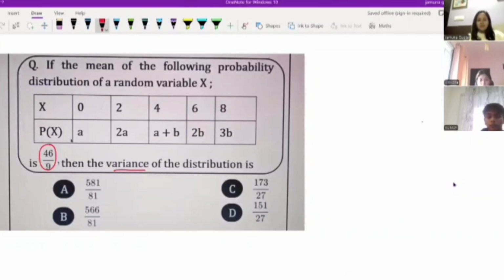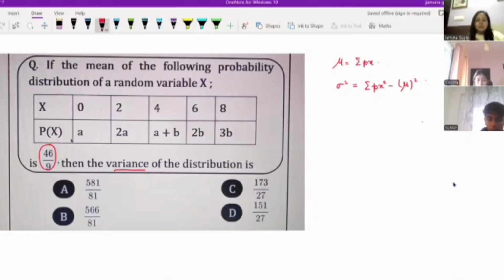The variance was not there in CBSE, right? But the mean you know. What do you mean by mean? The formula for the mean is summation of p into x, right? So variance will be equal to summation of p into x square minus the mean whole square. That's it. So first you find out the value of a and b.